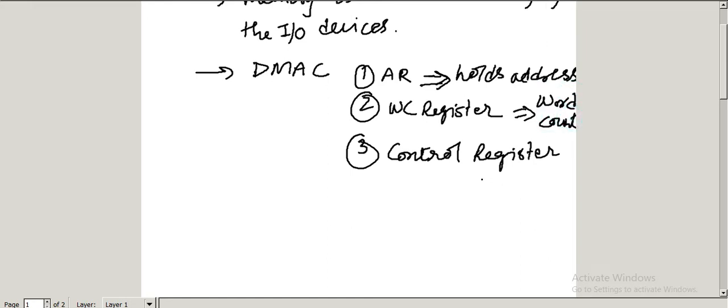And the third is the control register, right? The control register specifies the mode of transfer. The mode of transfer means whether it is direct or indirect or whatever. So the control register specifies the mode of the transfer.